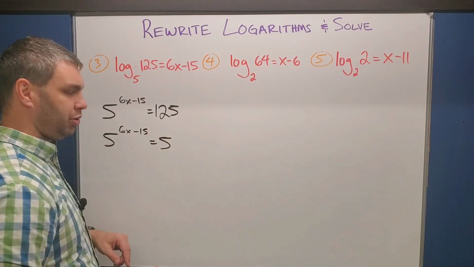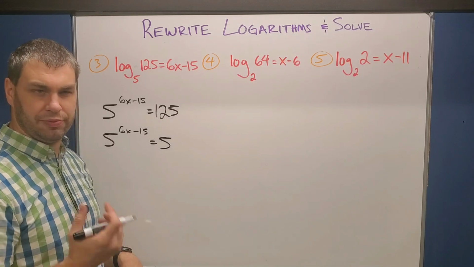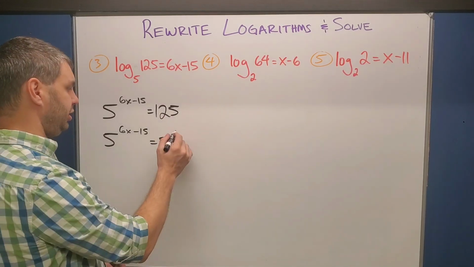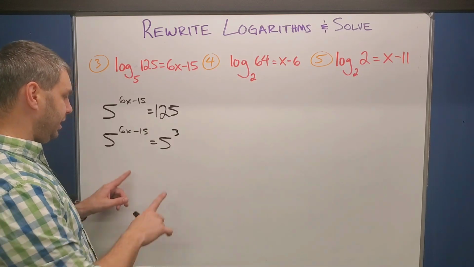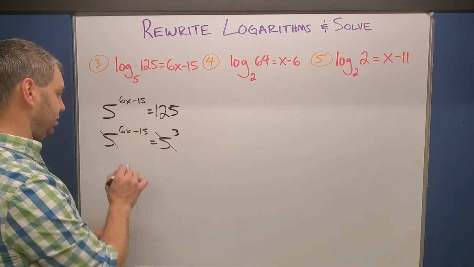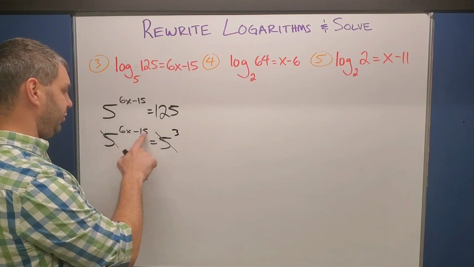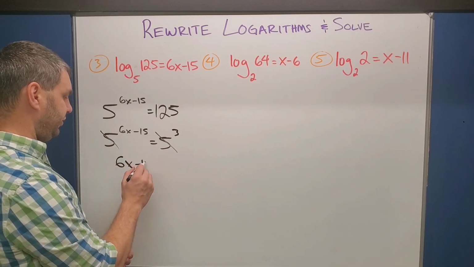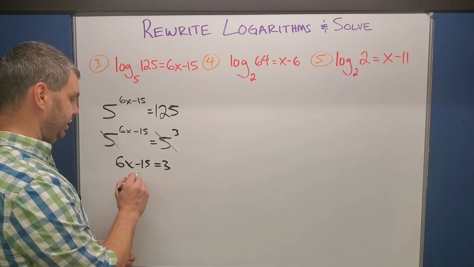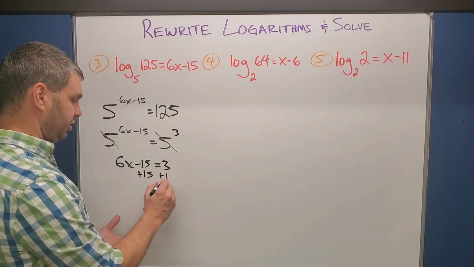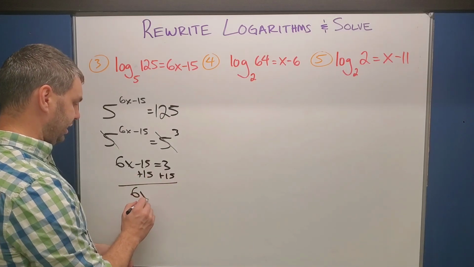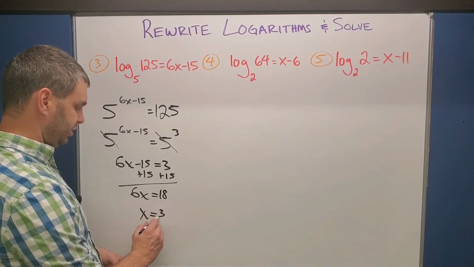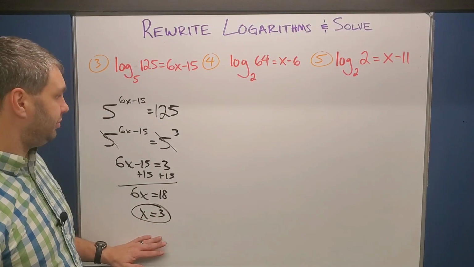On the other side, 125 is 5 raised to what? Well, 5 squared is 25. 5 to the third, I think, is 125. So I'm going to make this a 3. Now you can essentially cross out your bases, and you're just going to rewrite the exponents as a new algebra equation. So I have 6x minus 15 equals 3. If I add 15 to both sides, I can just solve this like an Algebra 1 problem and get 6x equals 18. So x, if I divide both sides by 6, is going to be 3. All right, pretty simple there.